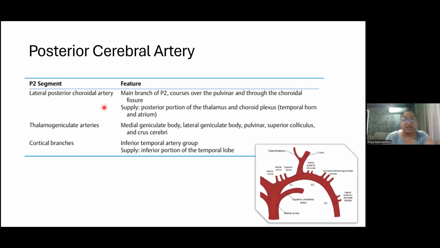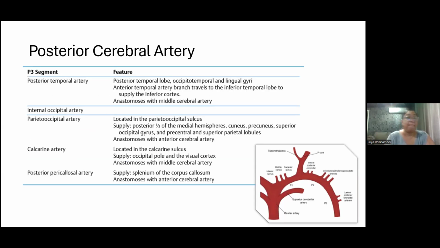It is the main branch, like I said, and it supplies the posterior portion of the thalamus and the choroid plexus. And of course, you have your thalamogeniculate arteries and your cortical branches as well, right? What actually ends up happening is that these lateral posterior choroidal arteries enter the choroidal fissures and anastomose with the anterior choroidal arteries, forming a variable anastomotic network as well, right?